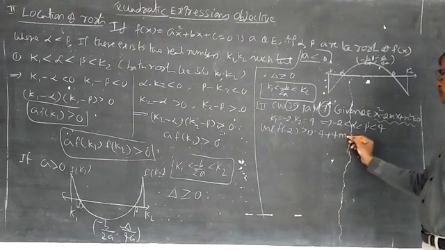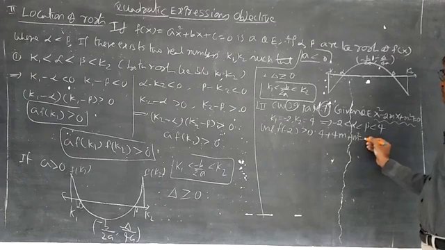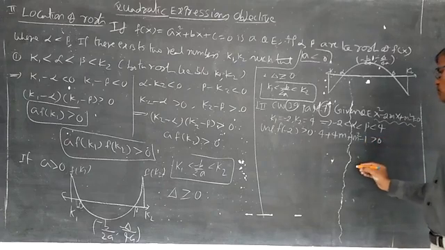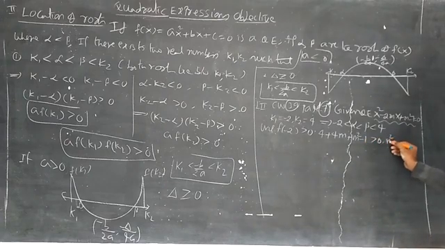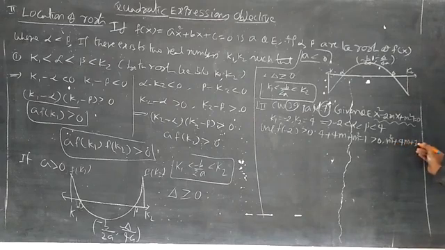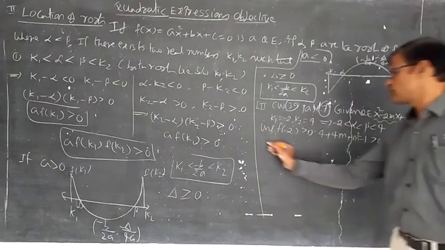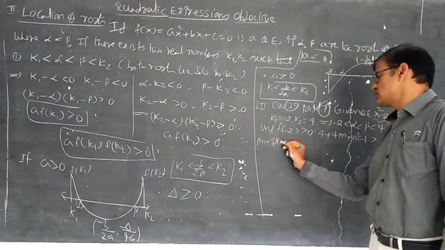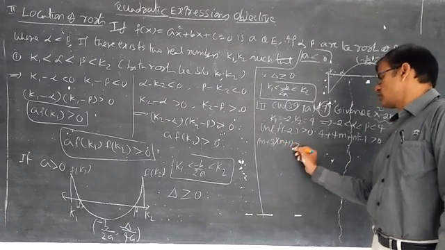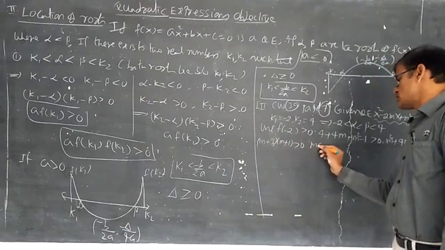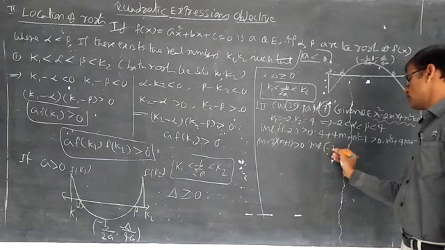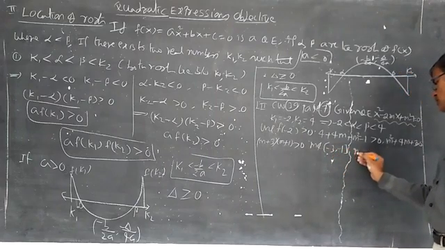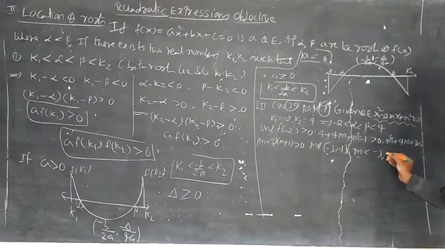4 plus 4m plus m square minus 1 greater than 0. So you can write here m square plus 4m plus 3 greater than 0. You can write here (m plus 3)(m plus 1) greater than 0. So m does not belong to the closed interval [-3, -1]. That is, m less than minus 3, m greater than minus 1.